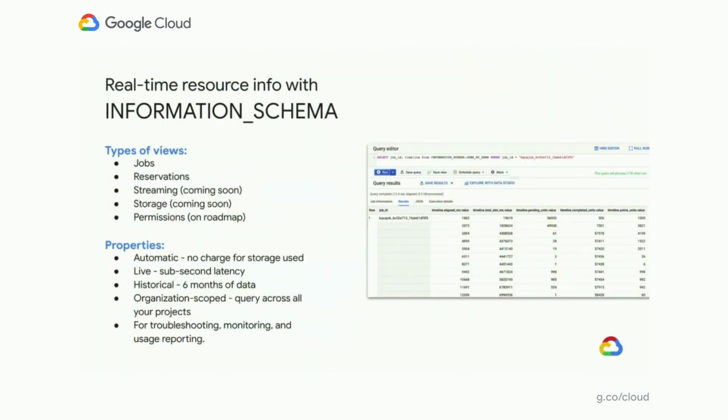The next set of features that we've recently launched is information schema views. Now, a number of these views are already available. Some of them are general availability. And what these views allow you to do is, in real time and historically, again, you can see everything that's going on inside of BigQuery. So today we have available jobs and reservations views. We're going to be soon launching streaming views. So if you're streaming data into BigQuery, you can see what's happening there, error rates, bytes ingested, things like that.